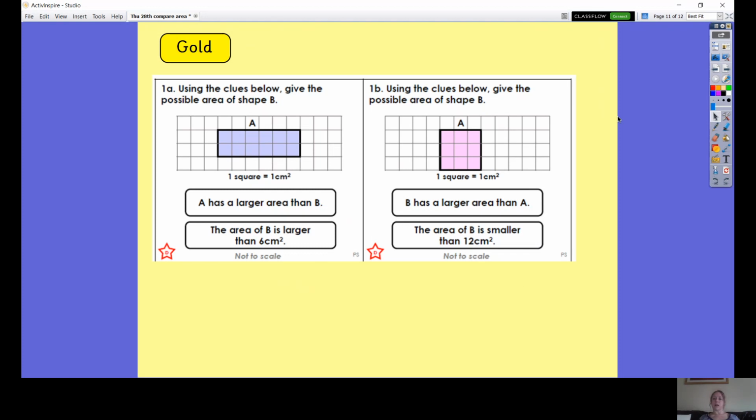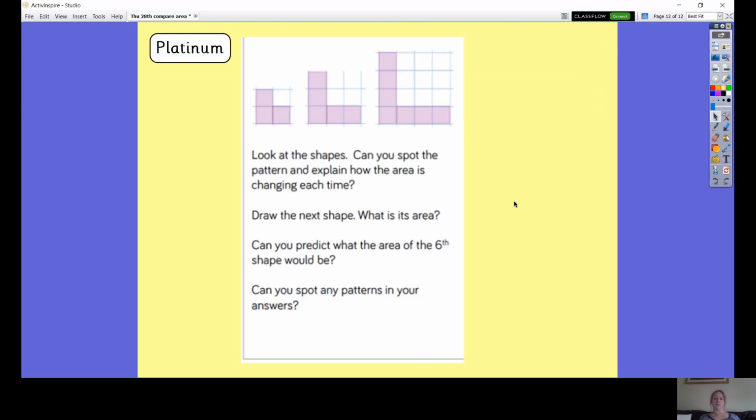Okay, if you've restarted the video, then I'm thinking that you haven't had enough yet and you want to have another look at platinum, which is good. So let's move on to that one. You've got to look at the shapes and spot the pattern and explain how the area is changing each time. And then draw the next shape. What is its area? Can you predict what the area of the sixth shape would be? Can you spot any patterns in your answers?